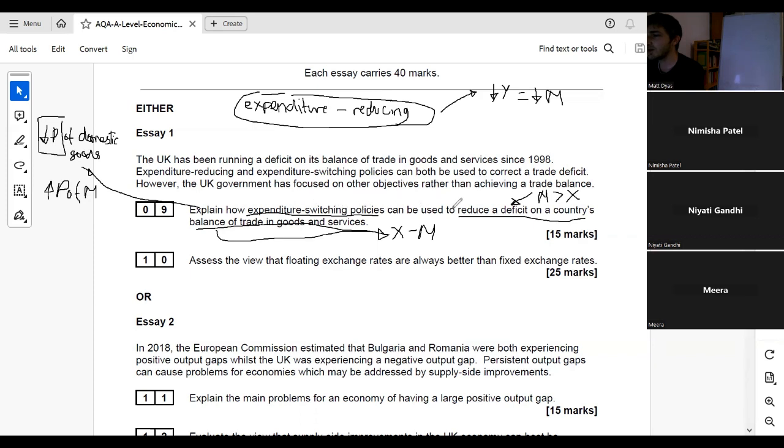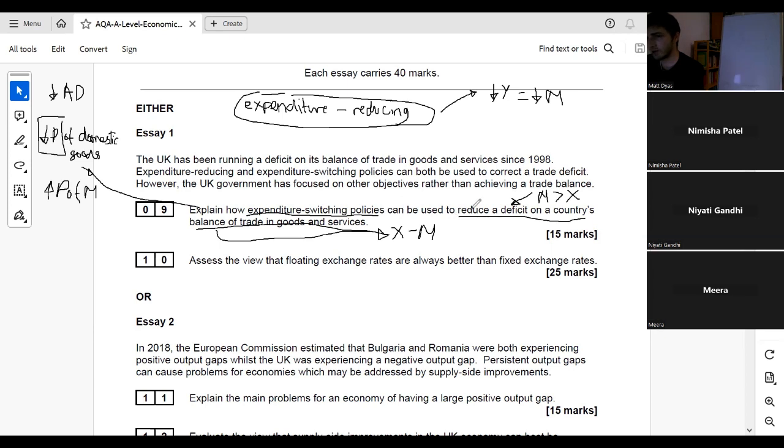Explain how expenditure switching policies can reduce a deficit on a country's balance of trade in goods and services. Any contractionary demand side policy could be used here. And it's only 50 marks. You just got so much to talk about if you know what you do. You could do increased interest rates. You could do quantitative tightening. You could do increases in income tax, corporation tax. You could do decrease in government spending. You have got it all, and all you need to do is explain that contractionary demand side policy decreases AD. This lowers the price level. This makes domestic goods cheaper and will therefore reduce a deficit on the balance of trade.